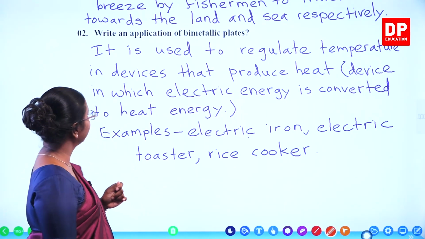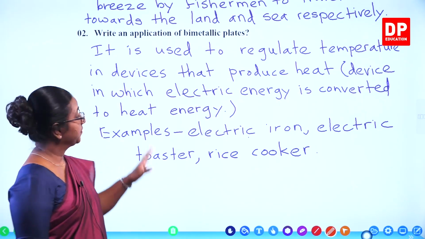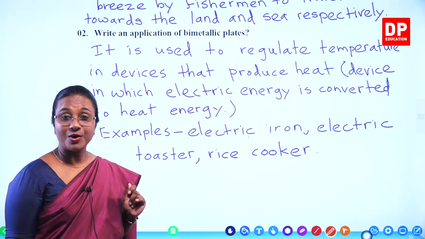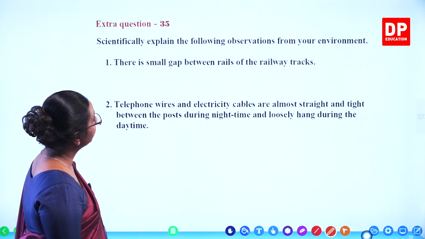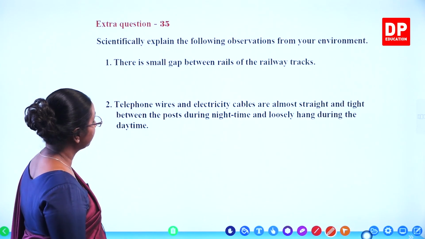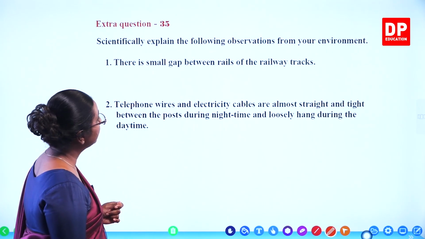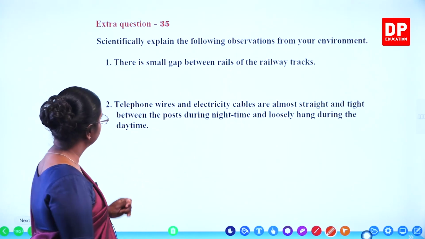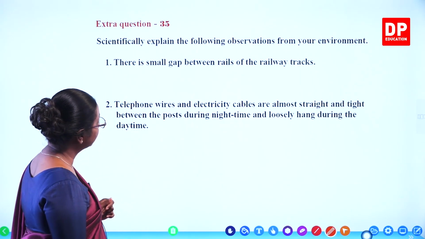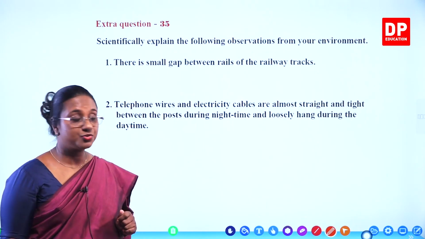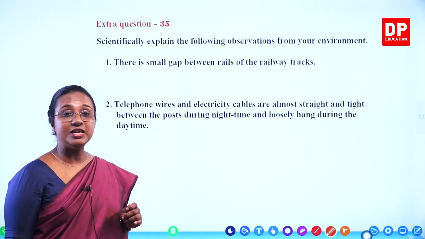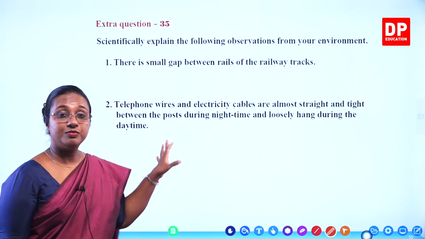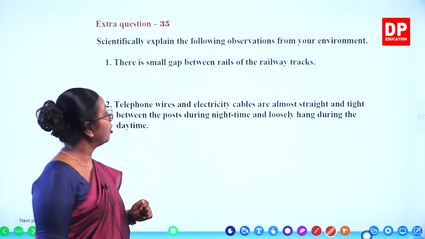It is used to regulate temperature in devices. So with that, students, I will move on to the next question. Extra question 35. Scientifically explain the following observations from your environment. There is a small gap between rails of the railway tracks. And the second one, telephone wires and electricity cables are almost straight and tight between the posts during night time and loosely hang during the daytime. So we need to explain these two observations.